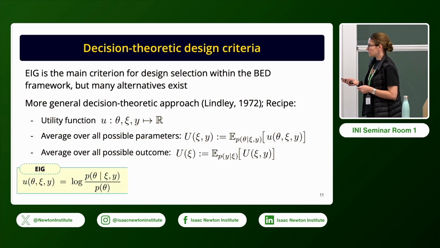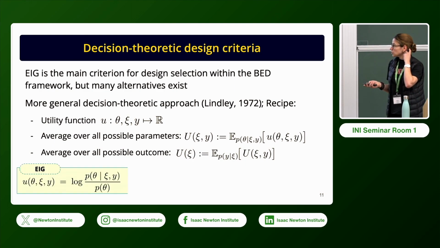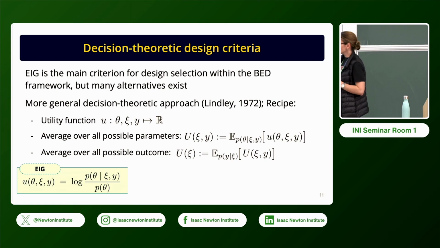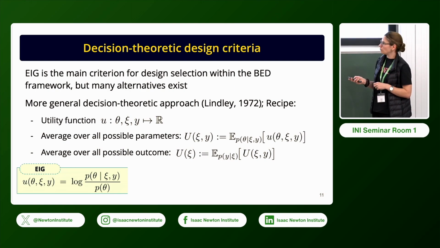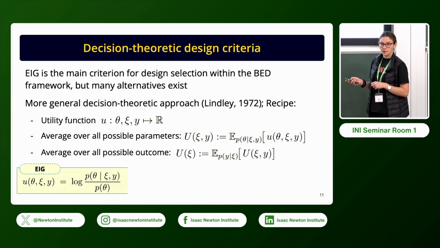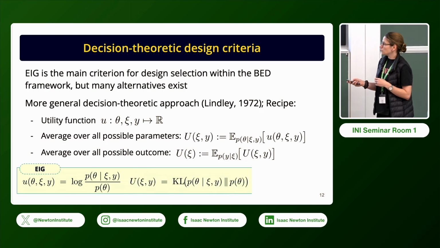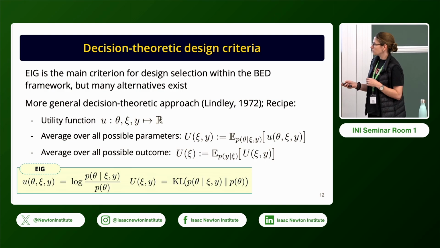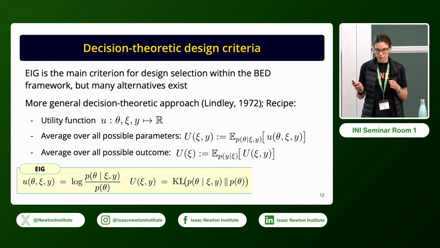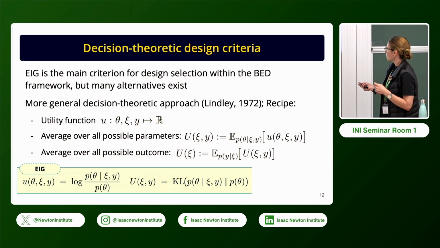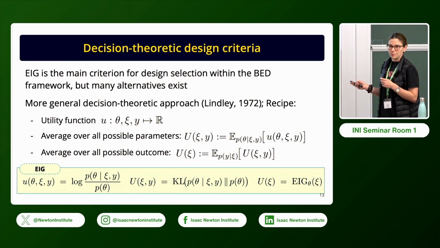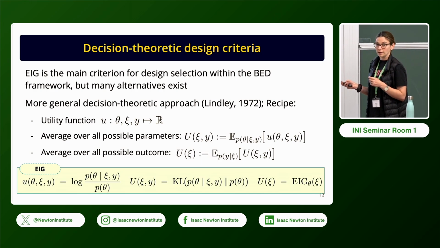Now to bring things back to the EIG, the EIG uses this log density ratio of our posterior to the prior as the small u that we defined. Then the utility itself, taking this average over all possible parameters, gives you the KL divergence between these two distributions. And finally we take an expectation with respect to the outcome y, and that gives us the expected information gain.